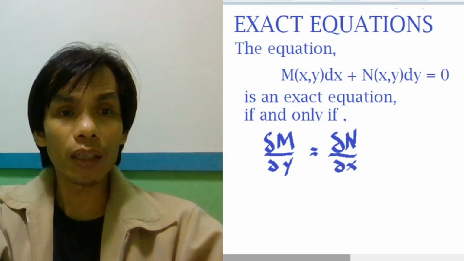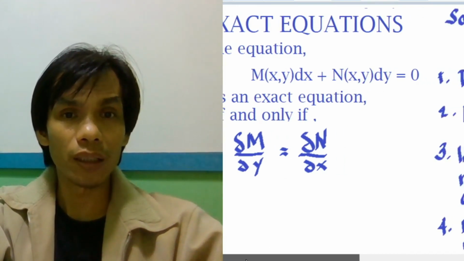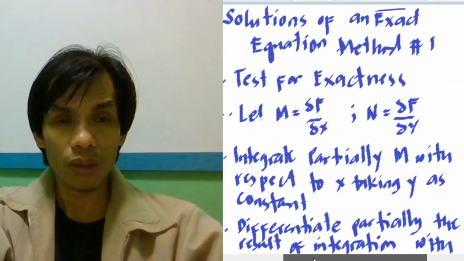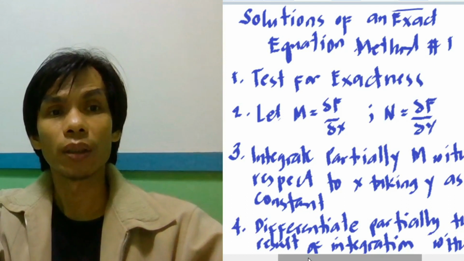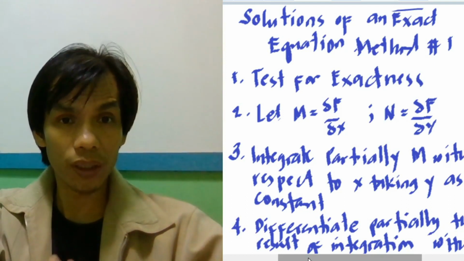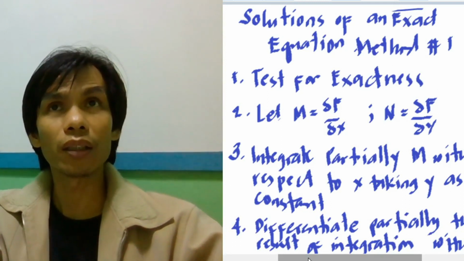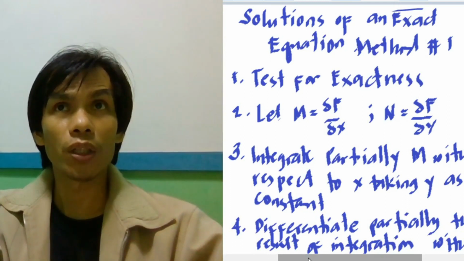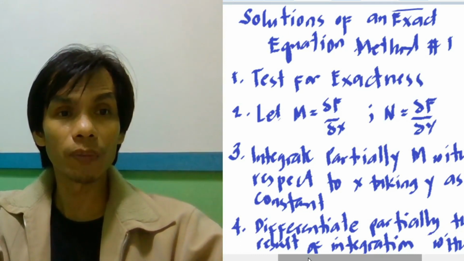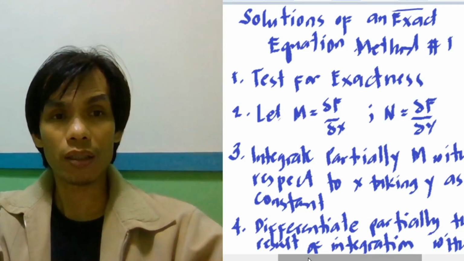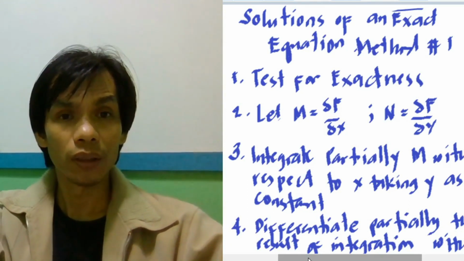Okay, so there are actually two methods of finding the solution of an exact equation. For example, solutions of an exact equation, method number one. Number one, you have to test for exactness. So how do we do the test for exactness? We take the partial derivative of M with respect to y, and that should be equal to the partial derivative of N with respect to x. If they are equal, then it is an exact equation.